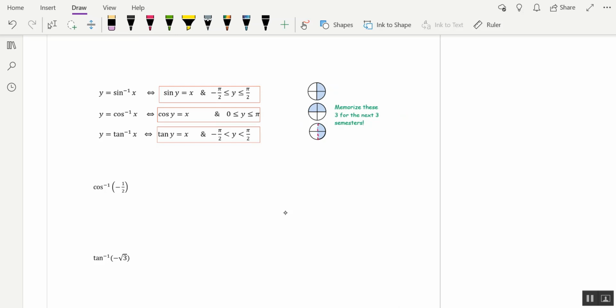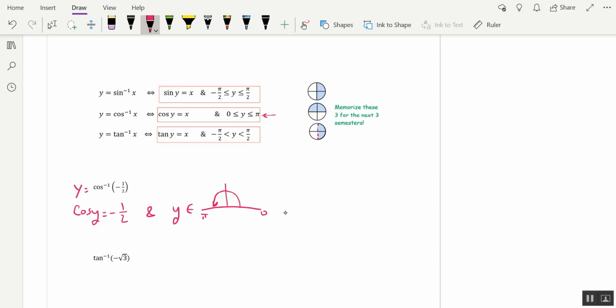I say, all right, I want cosine inverse of negative 1/2. Let's call that y. So if y is cosine inverse of negative 1/2, that means that cosine of y is negative 1/2. I'm reading right from the definition here. And the important part, y isn't just any angle. Y is an angle between 0 and pi. Here's pi, here's 0.